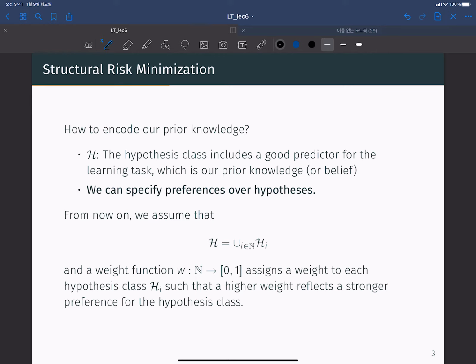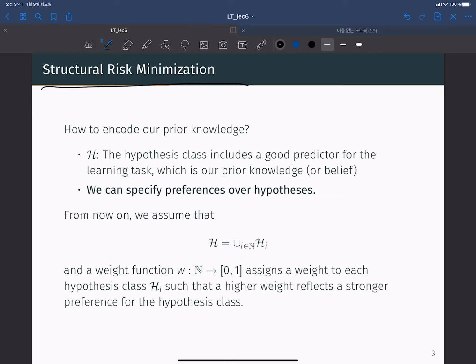If we know this hypothesis is very complicated, then we naturally know there could be more difference between the sample error or the training error and the test error. Or if we know this hypothesis class is very simple, then we can easily guess, okay, the training error and test error will be very close. Structural risk minimization is a technique that utilizes such prior knowledge.